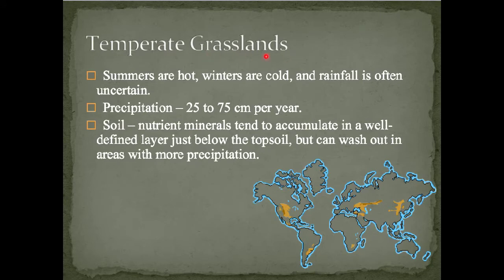Next up, we got the temperate grasslands. Summers here are hot, winters are cold, rainfall is usually uncertain. But you can look at an annual precipitation of 25 to 75 centimeters per year. The soil, nutrients, minerals tend to accumulate well in a defined layer just below the topsoil. But it can wash out with more precipitation and different types of flooding that can occur. Usually these grasslands tend to have very rich soil.